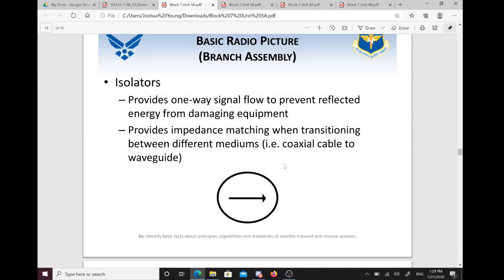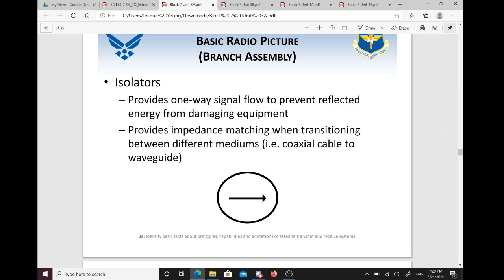Your isolators in your branch assembly will provide one-way signal flow to prevent reflected energy from damaging your equipment, and also provide impedance matching when transitioning between different media. So, does anybody remember what impedance matching is? Isn't it matching the supply of power? Yes. So it's making sure that there's no reflected energy and that there's nothing coming back onto the cable as you're transitioning from one to the other.